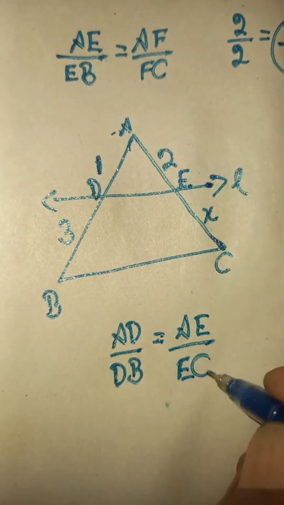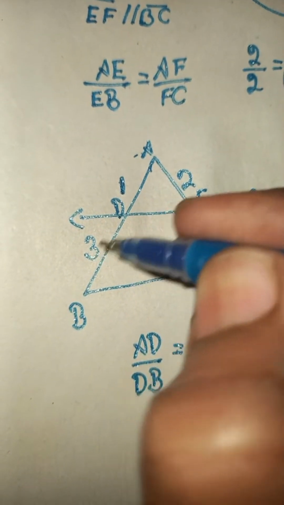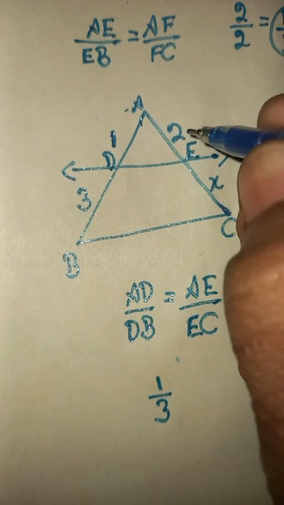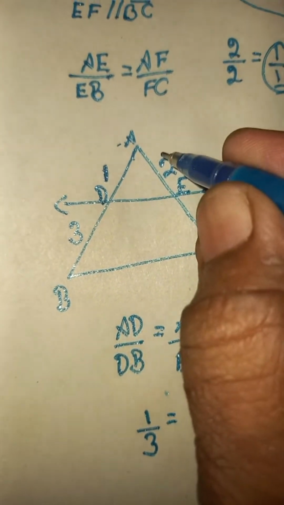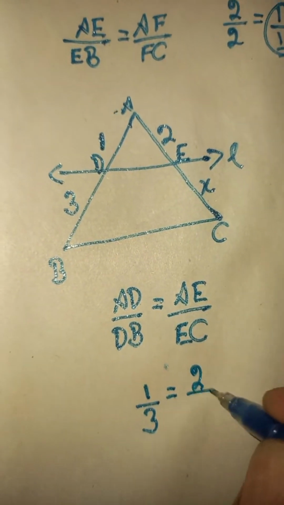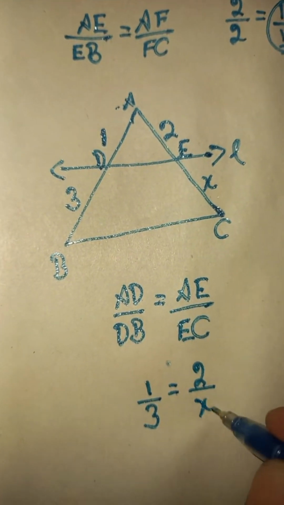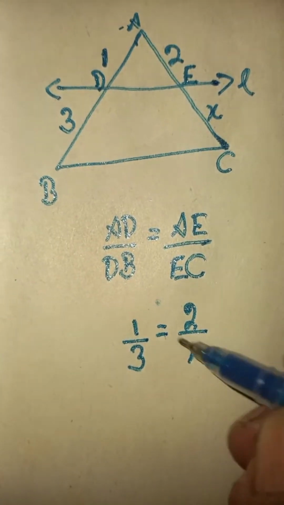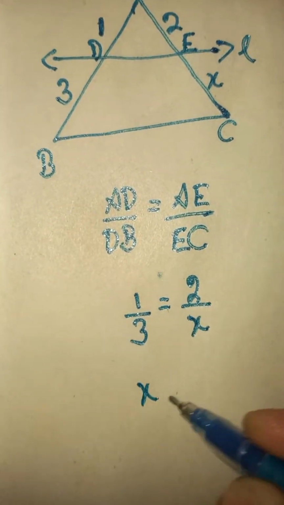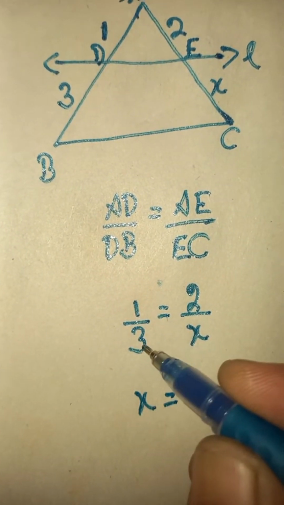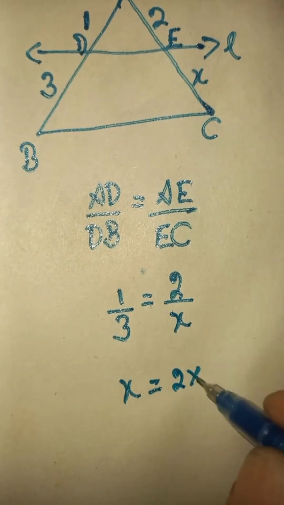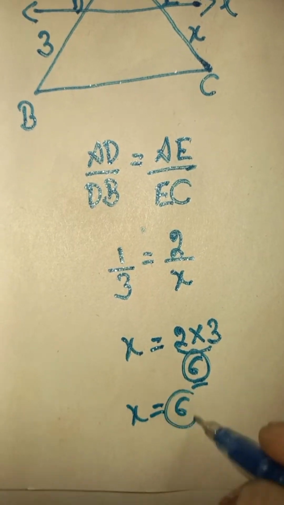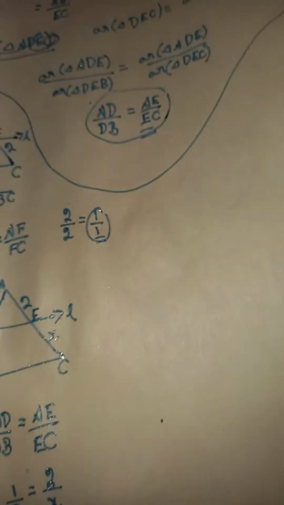Now they have given all three of them. This one is 1 unit divided by this one is 3 units, and AE is 2 units. You need to find out what this one is, that is x. You can start cross multiplying. x times 1, and 3 goes there, that becomes 2 times 3, which is 6. So the x value becomes equal to 6 units.